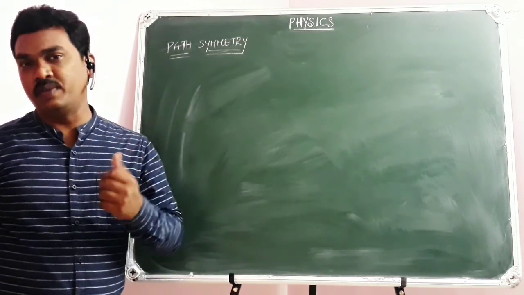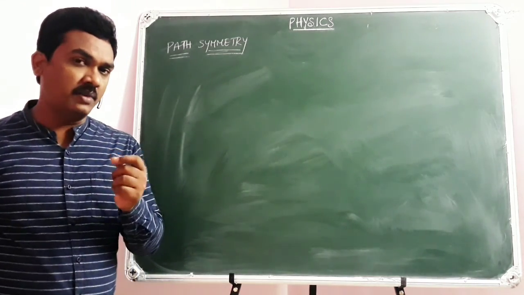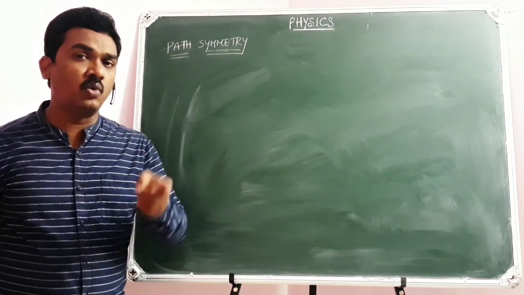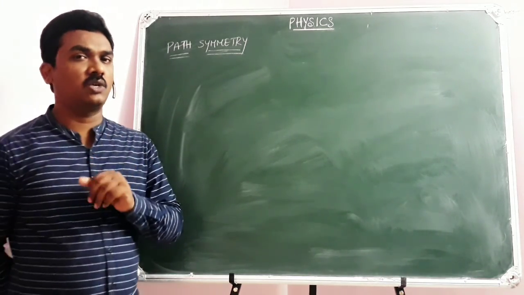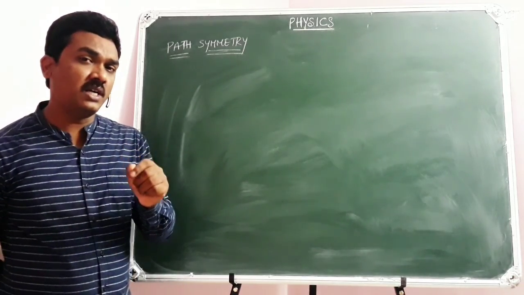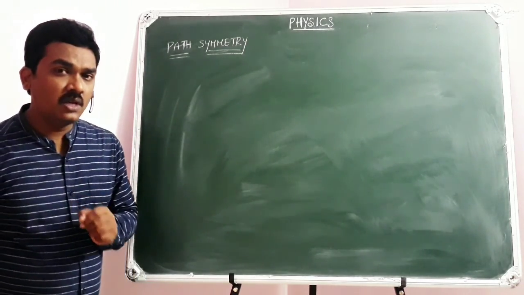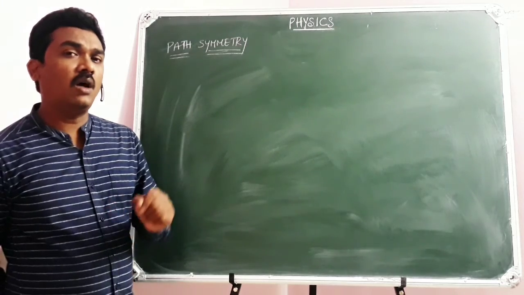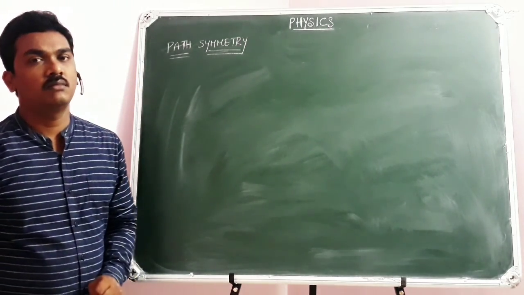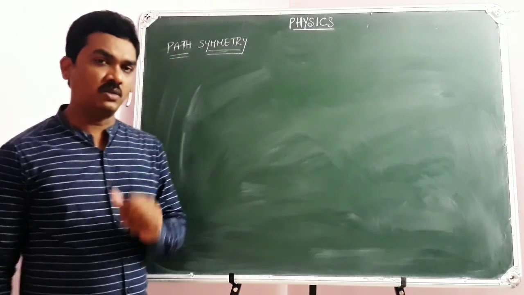So you can take the statement now. According to path symmetry, if we are moving from one point to another point in a closed circuit, the current will be distributed at the junction equally along all the identical paths. This is the statement of path symmetry.